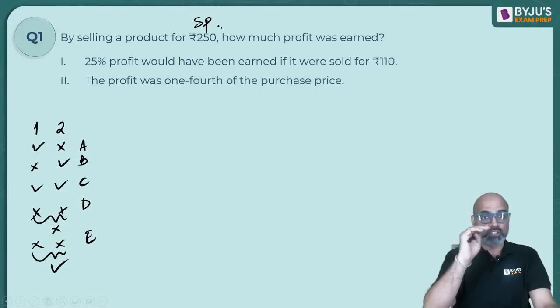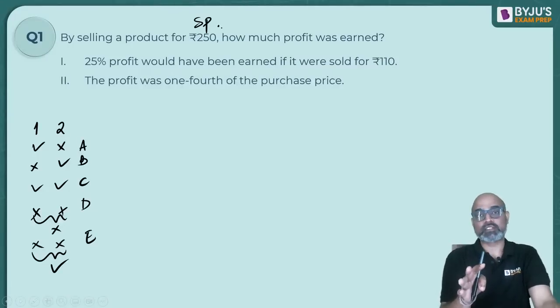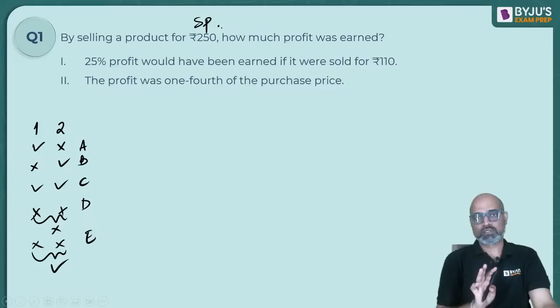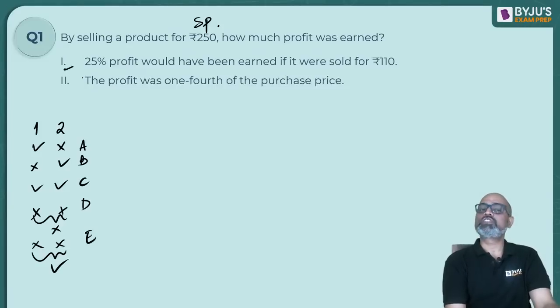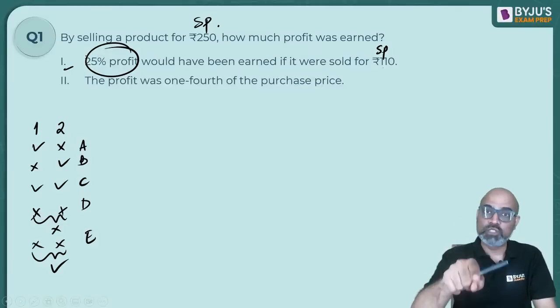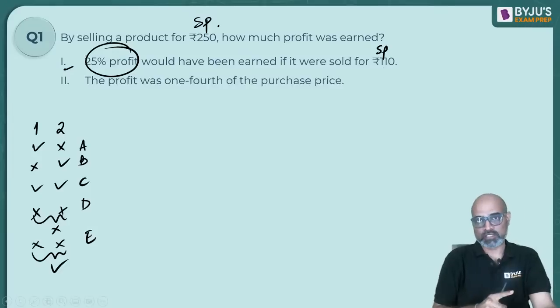ठीक है. So just reading this question, not reading the statements. मैंने statement देखा भी नहीं है. Trust me guys, I've only read the question, and I am thinking that if I somehow calculate cost price, I'll get the answer. Okay? So let's go to the first statement. 25% profit would have been earned if it was sold for 110. So selling price is given, profit percentage is given. I don't have to write down the equation, क्योंकि आपको CP calculate करके you don't have to tell me, sir, this is the cost price and this is the profit.